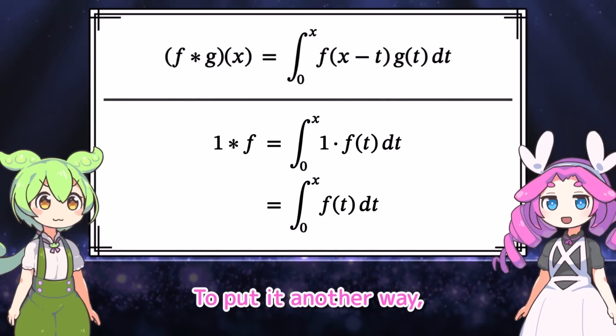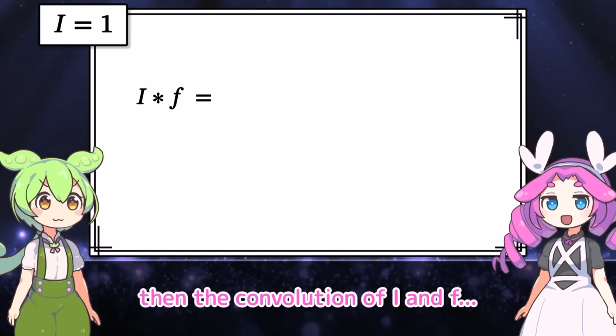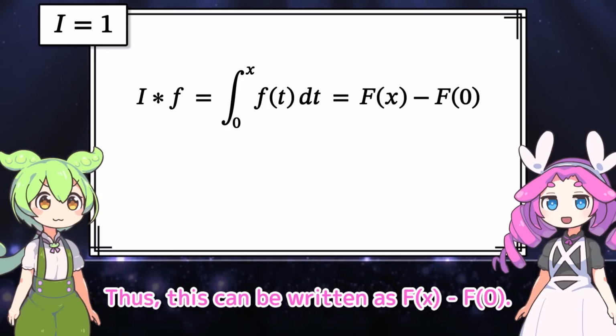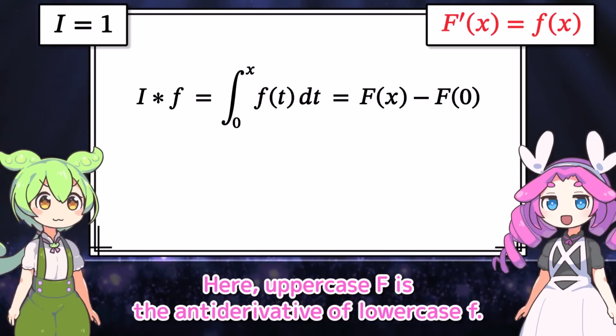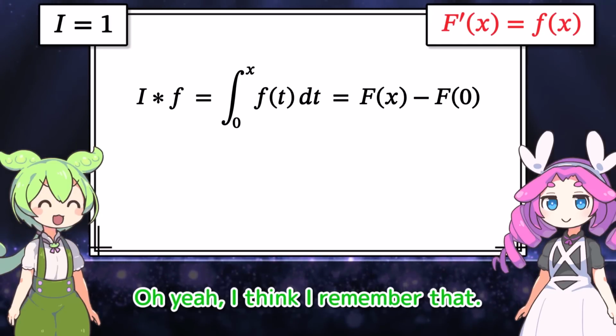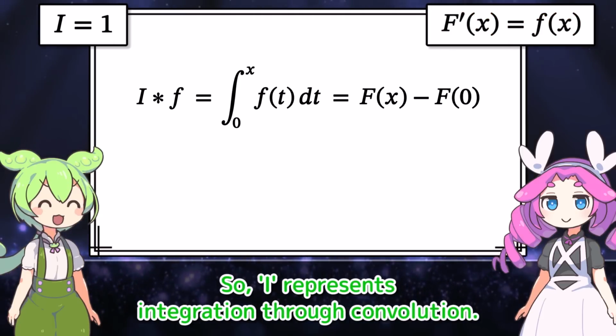To put it another way, if we define I as 1, then the convolution of I and f becomes the integral of f, starting from 0. Thus this can be written as F of x minus F of 0. Here uppercase F is the antiderivative of lowercase f. In other words, differentiating uppercase F gives lowercase f. Oh yeah, I think I remember that. So I represents integration through convolution.